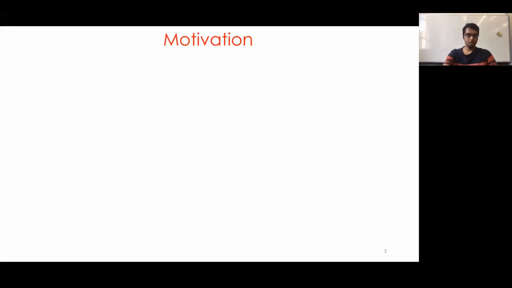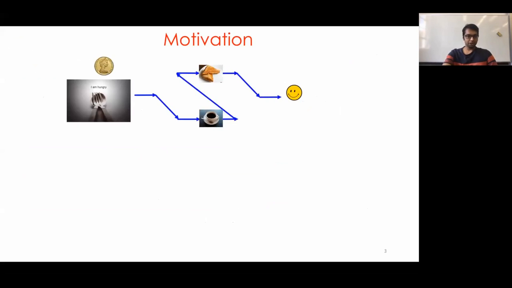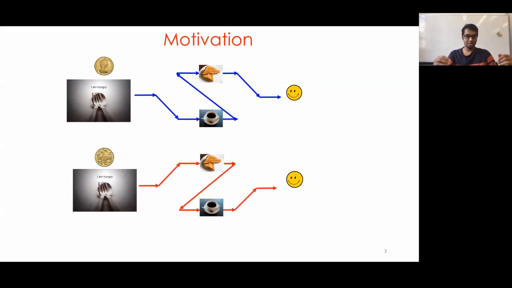So indefinite causal order, but what does it mean? Imagine a situation where I wake up and during my breakfast, I want my life to be a bit more exciting. And so I start playing a game. If I toss a coin, if the result is head, I'll go for the coffee and then I'll go for the sandwich. If the result is tail, then I'll reverse the order.